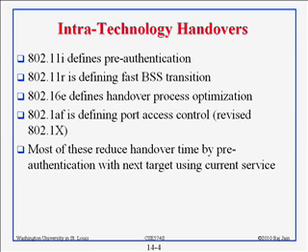16e has similarly the handover process optimization. 802.1af defines the port access control, and port access control is that if you connect from one Ethernet port on the wall and go to another Ethernet port on the wall, that standard will allow all that. So these are already defined. These are not what we are going to talk about here because they are horizontal handovers, right? These are in the same technology.